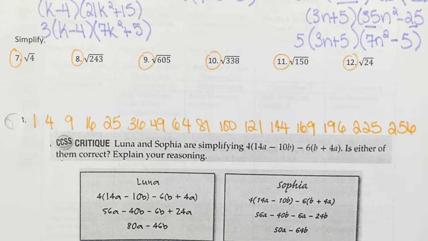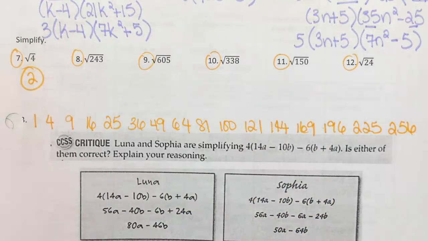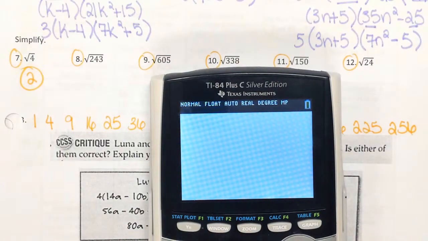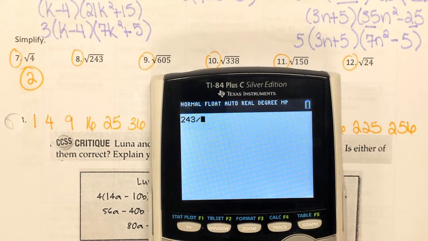All right. Square root of 4. 2. That is true. Let's pick a perfect square to divide 243 by. I wrote 27 and 9. 81. But I don't know how to do it.